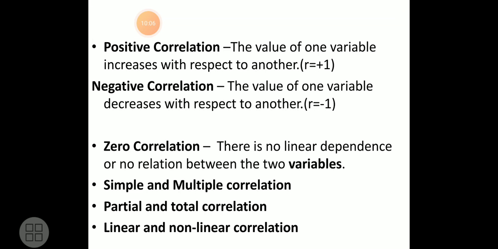Now correlation would be called non-linear or curvilinear if the amount of change in one variable does not bear a constant ratio to the amount of change in the other variable.